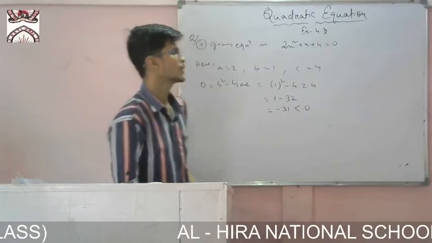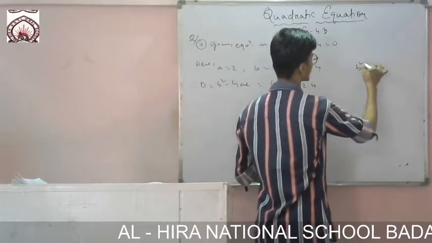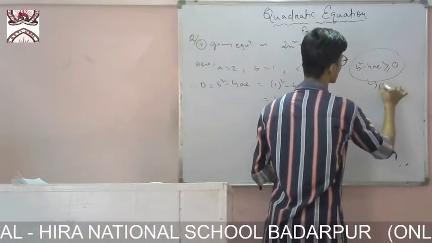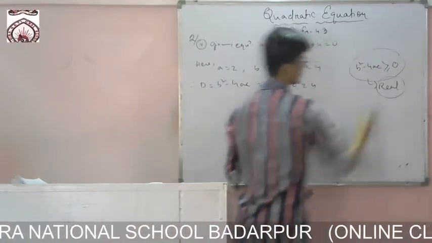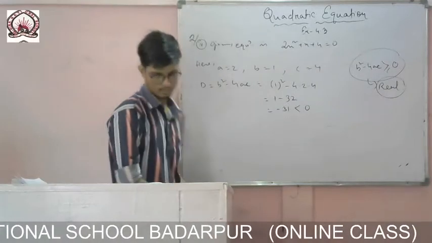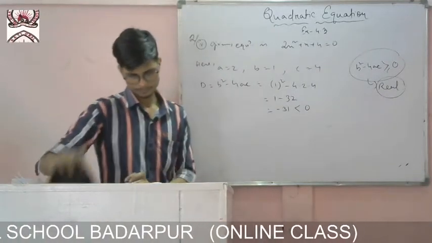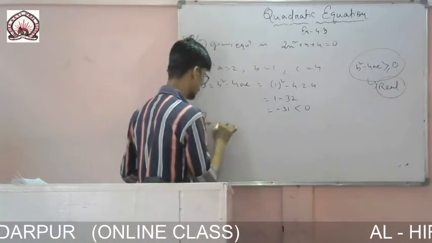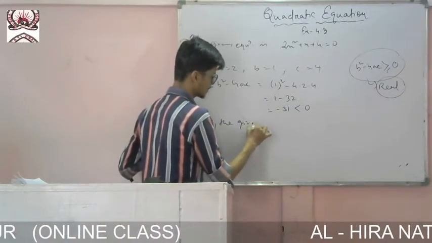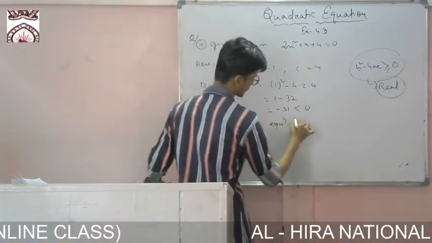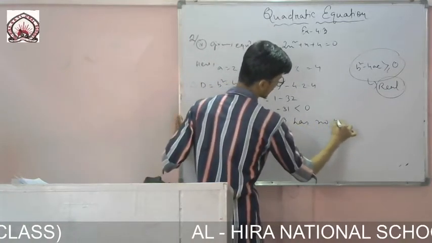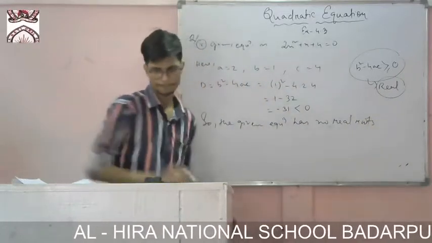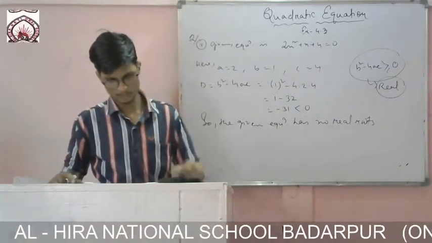What we know is that b square minus 4ac should be always greater than or equal to 0, then only we will have real roots, so it is not possible. So the given equation has no real roots.